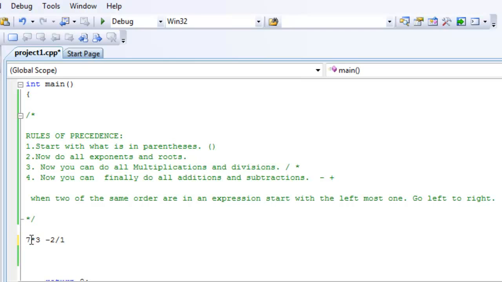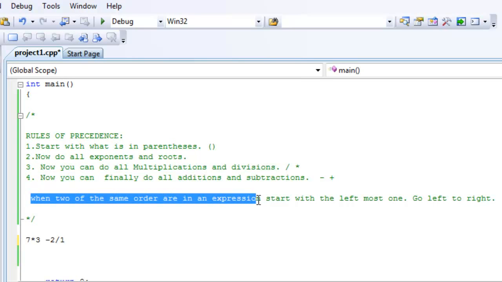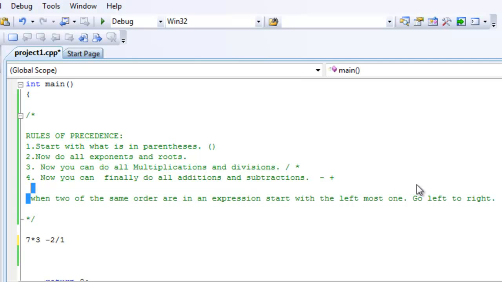We have one multiplication and one division. Which one do we do first? Well, I knew you were going to ask that question. So when two of the same order are in the same expression, start with the leftmost one. So go from left to right. So we start with this one, 7 times 3. It's not because it's multiplication or division, it doesn't matter. Whatever is on the left. If they're the same level, start with the leftmost one. So 7 times 3 is 21. 2 over 1, that's a 2.